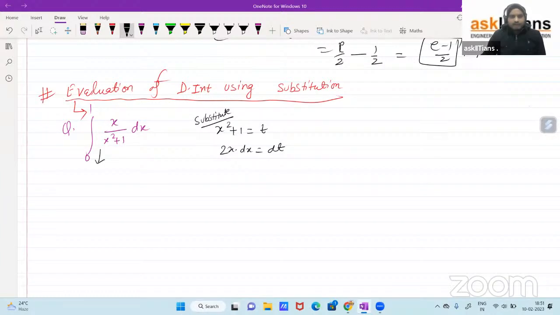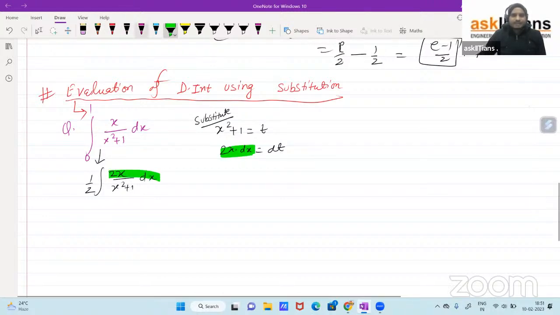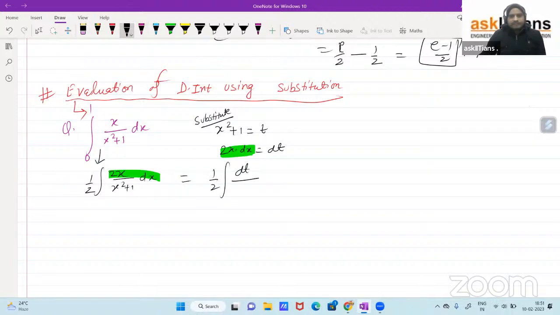So this you can write as x divided by x square plus 1 dx. So you can multiply it by 2 and divide by 2 also. Yes or no? Why? Because 2x into dx will be dt. Agree? Divided by x square plus 1, and x square plus 1 is your t only. So this will be equal to 1 by 2 into ln of, 1 by t integration is ln t, mod t basically, plus c.